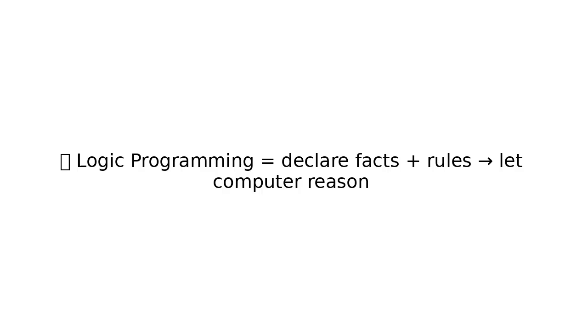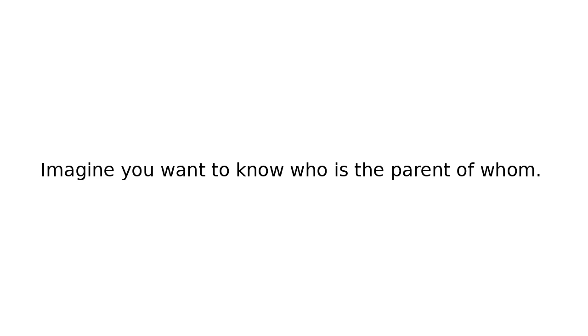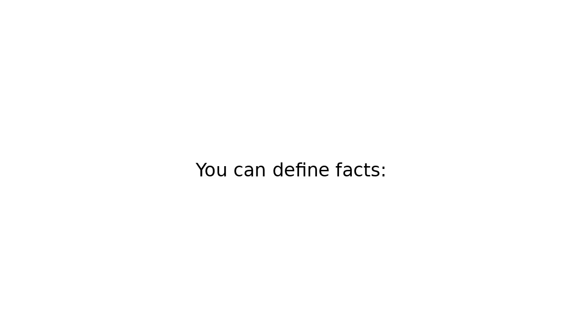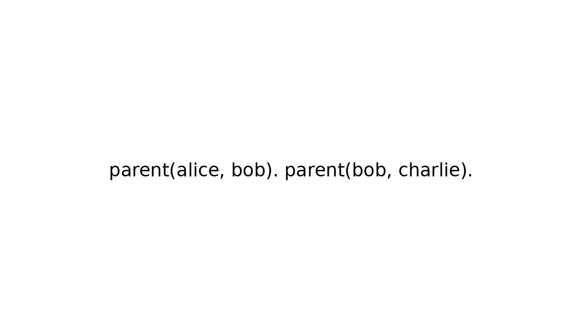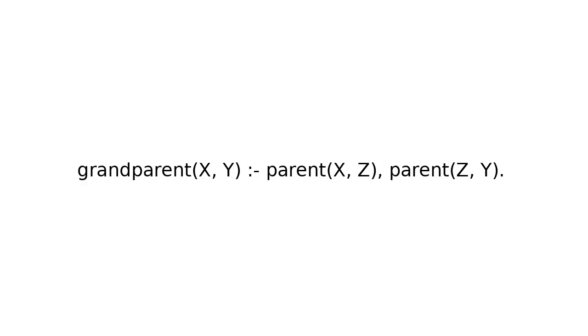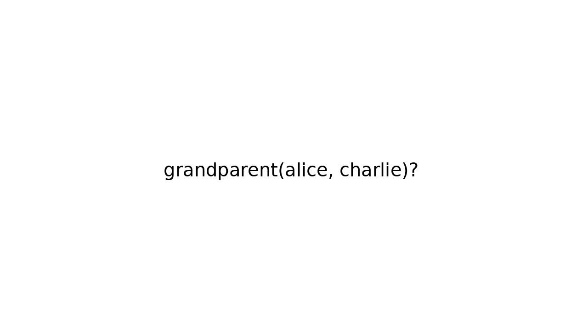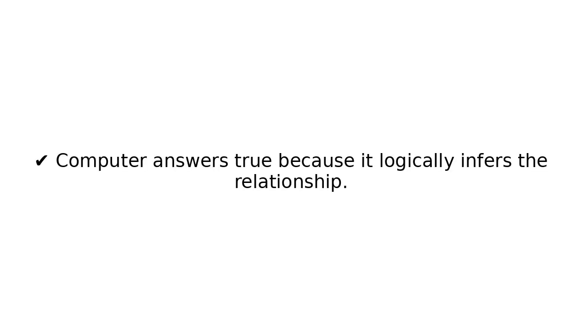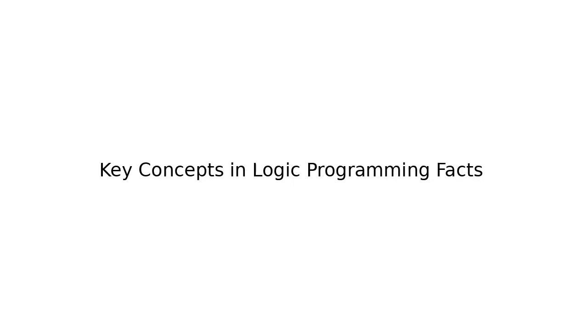Example idea. Imagine you want to know who is the parent of whom. You can define facts. Parent(Alice, Bob). Parent(Bob, Charlie). Rules. Grandparent(X, Y) :- Parent(X, Z), Parent(Z, Y). Query. Grandparent(Alice, Charlie). Result: checkmark, the computer answers true because it logically infers the relationship.